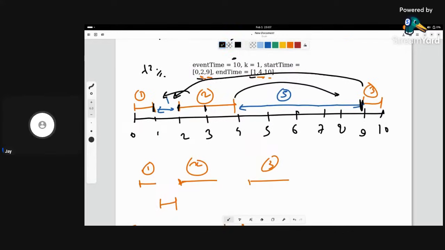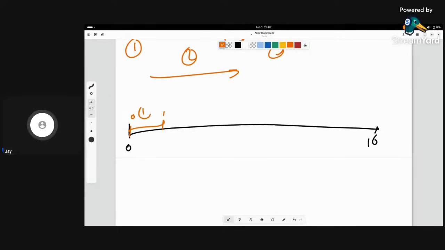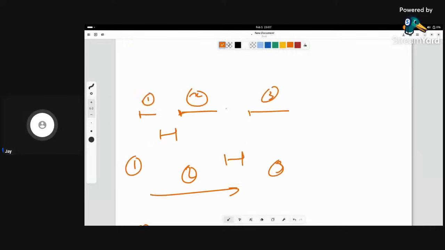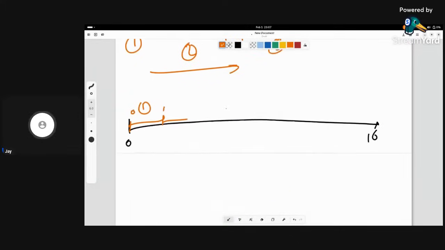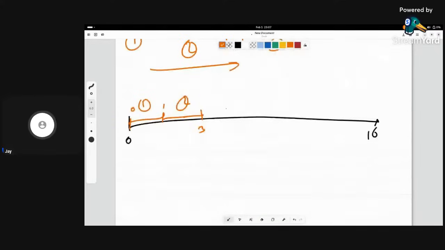So in this case, one of the possibilities is, this is 0, this is 10. One of the possible things that we could do is, 1 is between 0 to 1. This is the first meeting. Then this was 2 to 4, so you could start 2 at 1 to 3. So this could be the second meeting. And the last meeting could be between 9 to 10.